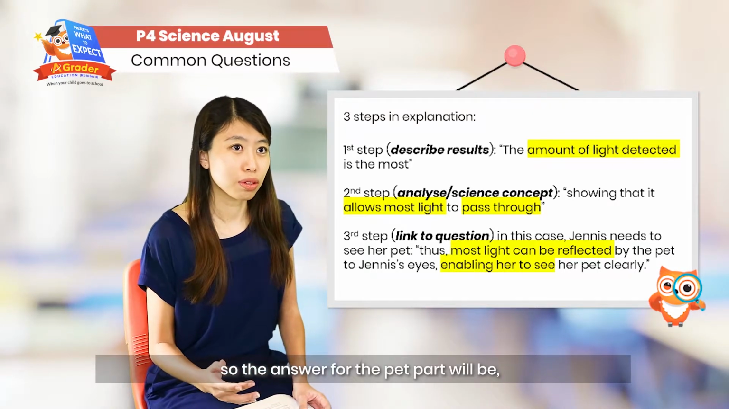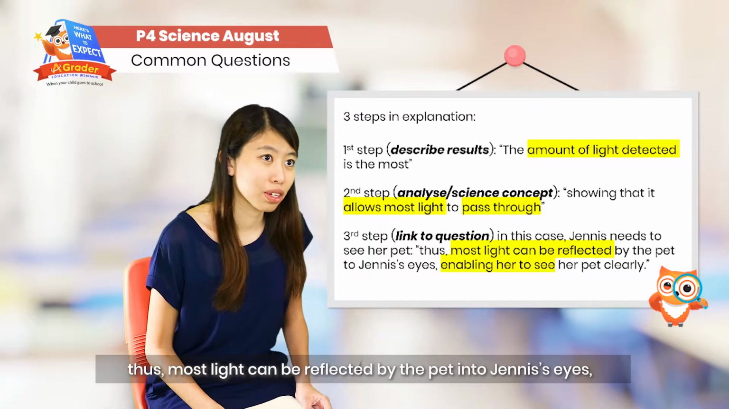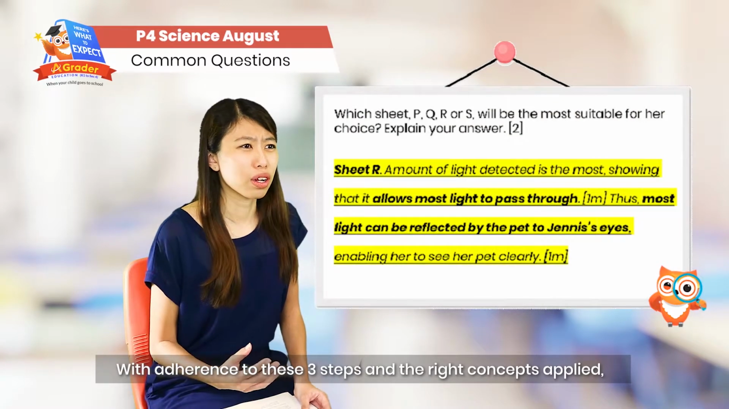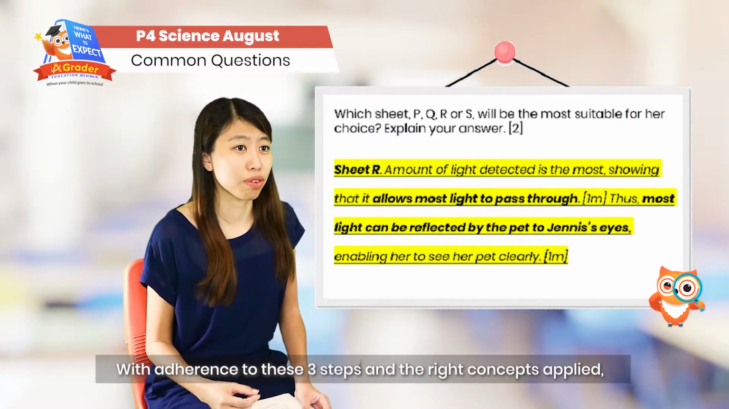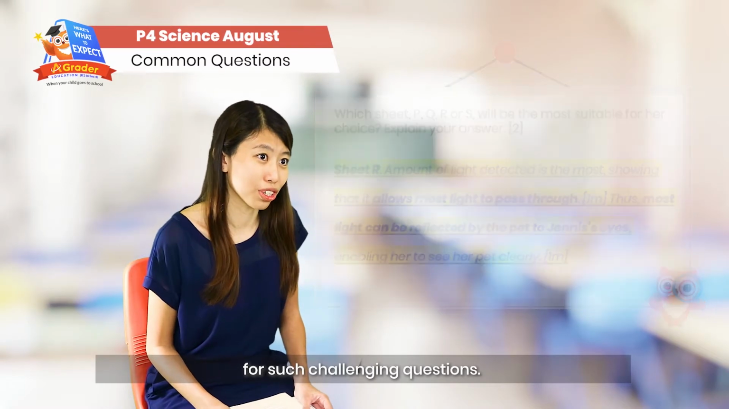So the answer for the last part would be, thus, most light can be reflected by the pet to Janice's eyes, enabling her to see her pet clearly. So with adherence to these 3 steps and the right concept applied, students will be able to obtain full marks for such challenging questions. Okay, great.